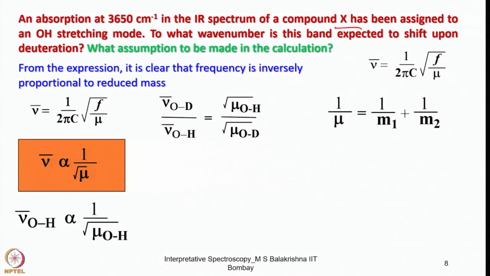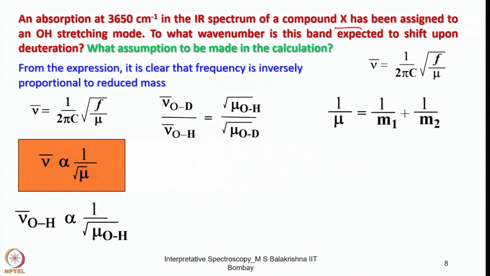That means we have an OH stretching frequency, and if we replace H with D, what would happen to the stretching frequency? That is the question. And also, a certain assumption has to be made. What assumption does one have to make while doing this calculation to find the approximate stretching frequency or absorption band for a compound having OD instead of OH group?